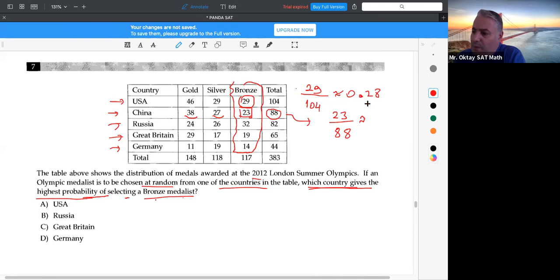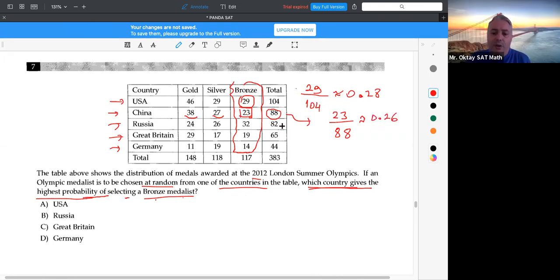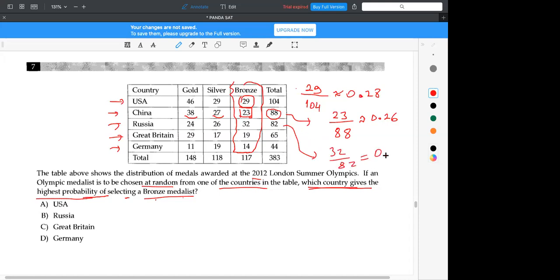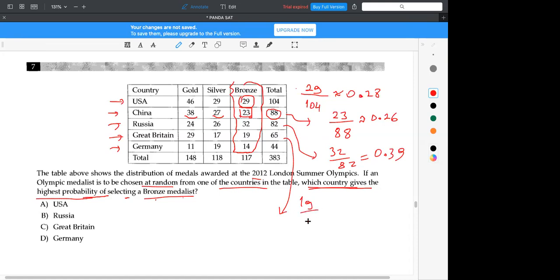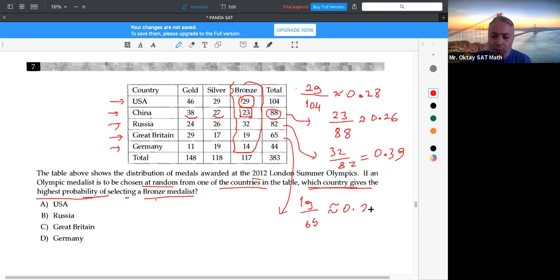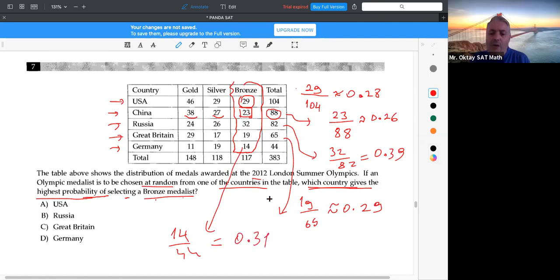Yeah, you can help me also. 23 divided by 88 is 0.26. Okay. And then for Russia, 32 divided by 82, 0.39. And for Great Britain, 19 divided by 65, 0.29. And finally, Germany, it will be 14 over 45, 0.31. One more time, 0.31.